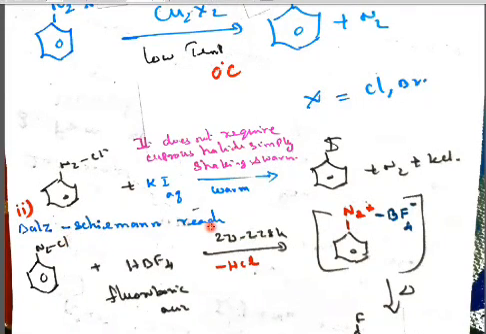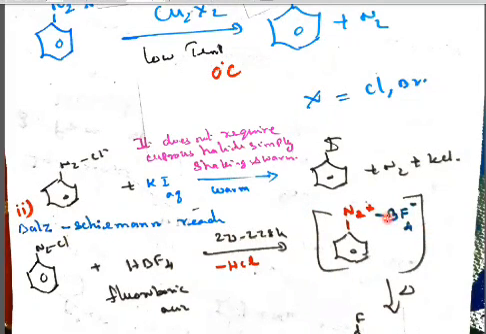In the Balz-Schiemann reaction, the same benzene diazonium chloride reacts with fluoroboric acid. HBF4 is called fluoroboric acid. This is maintained at the same low temperature, 273 to 278 Kelvin. HCl will go off, and after losing HCl, BF4 will be attached to N2 plus. So N2 plus BF4 minus is an intermediate compound.